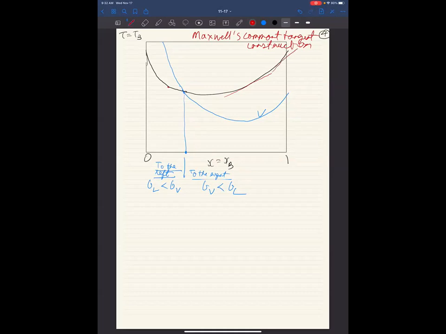There is one special tangent in this picture. It's called a common tangent. There is one and only one line which can serve as a tangent to both curves. And that's going to look something like this.